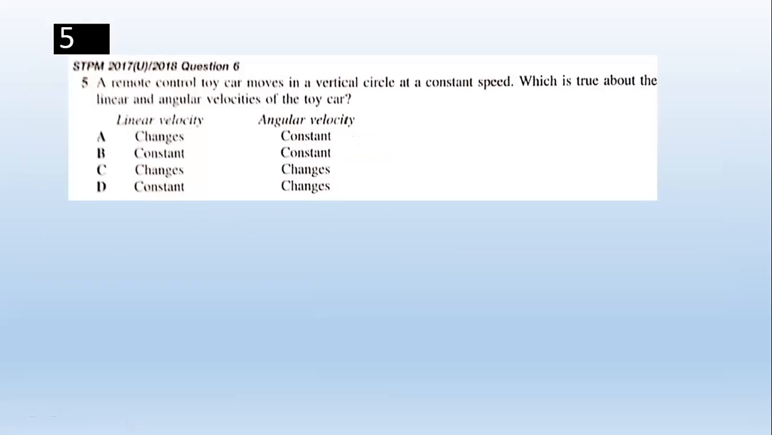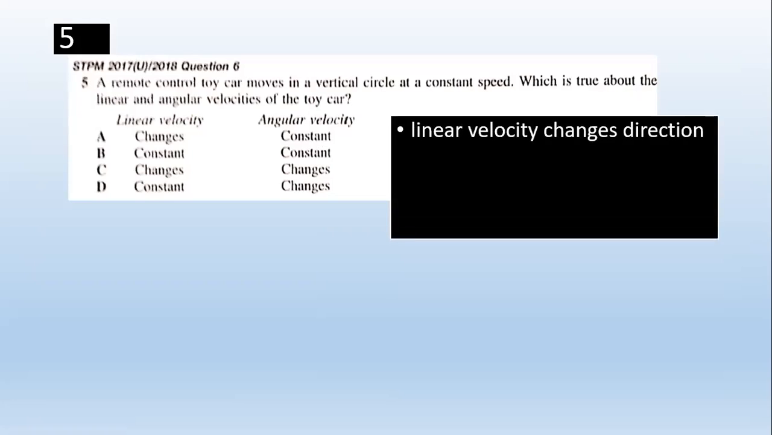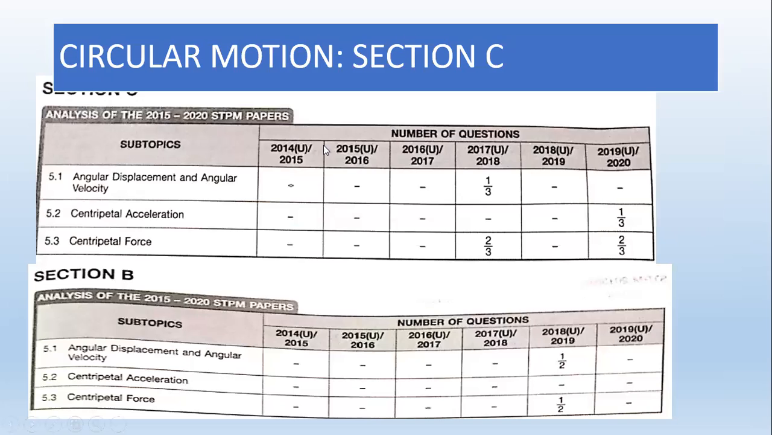Okay, about this question. A remote control car moves in a vertical circle at constant speed. Which is true about the linear and angular velocity of the toy car? A. Linear velocity changes direction, correct. Angular velocity is constant, yes. You are right, because linear velocity always changes, since it's a different direction. Okay, I think we will have to keep this. If we have time, we'll come back and discuss this one. If not, we'll take 5 minutes break.